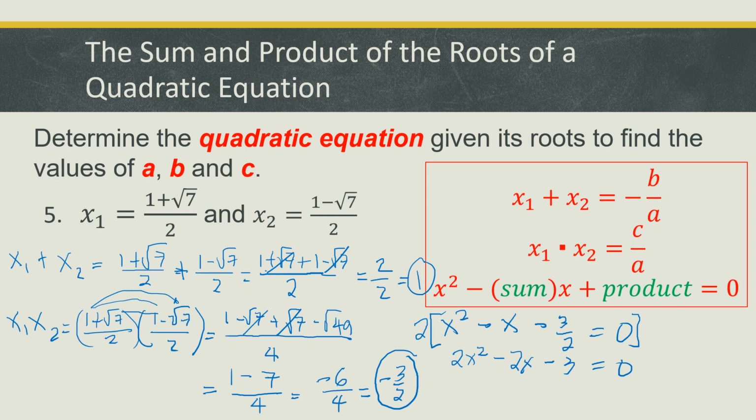And in this case, we now have the a value of 2, the b value of negative 2, and the c value of negative 3. Okay?